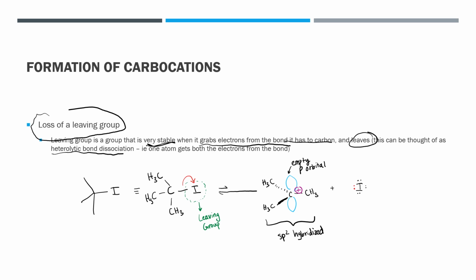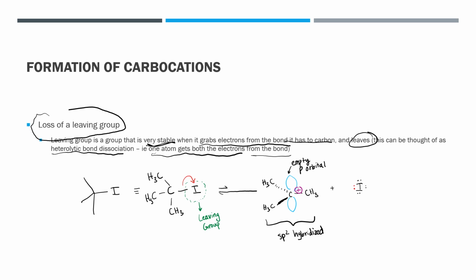We talked about homolytic bond dissociation. Homolytic bond dissociation with radicals is where both atoms get one electron from the bond. Heterolytic bond dissociation is where one atom gets both of the electrons from the bond. So you can see how they're a little bit different.